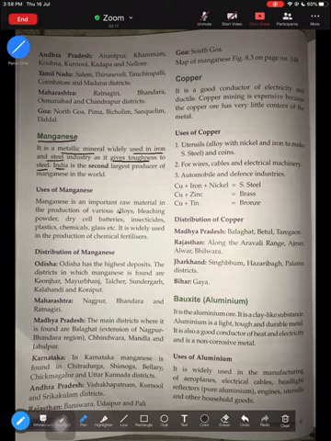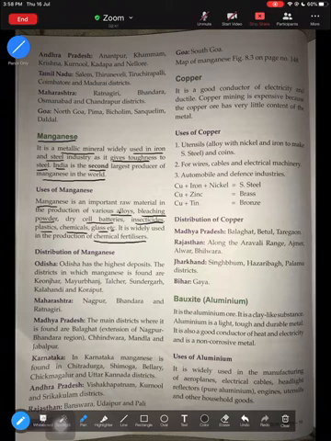India is the second largest producer of manganese in the world. Okay, now what are the uses of manganese? We will be learning about some of the industrial uses as well. Manganese is an important raw material in the production of alloys. Even in bleaching powder, batteries, insecticides, plastics, chemical industries, glass, etc. It is also widely used in the production of chemical fertilizers.